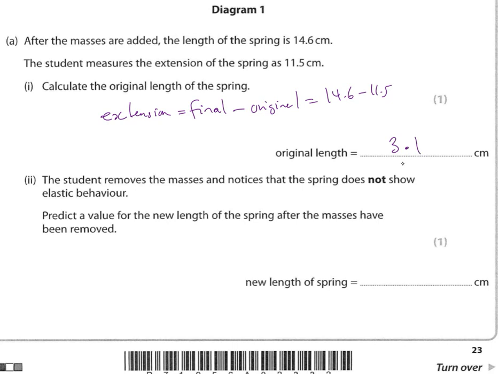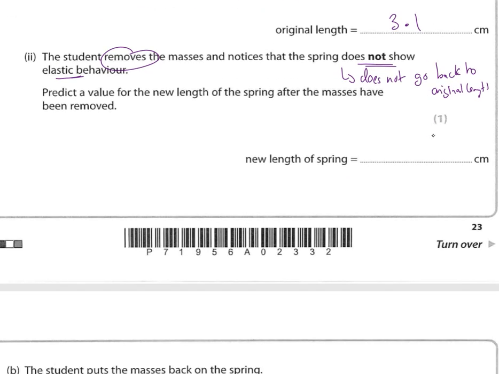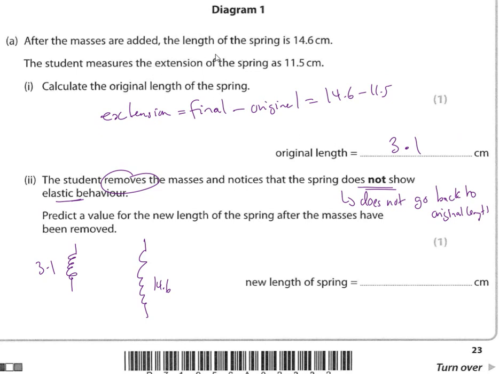Okay, now here, the student removed the mass and notices that it does not show elastic behavior. Okay, so it means that it does not go back to original length. So here, predict what's going to happen. So let's say this is the original one. The original length is 3.1. And then when we put the weight on it, it goes to 14.6, isn't it?